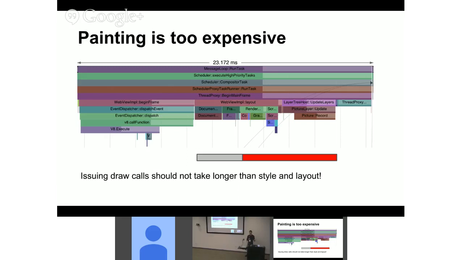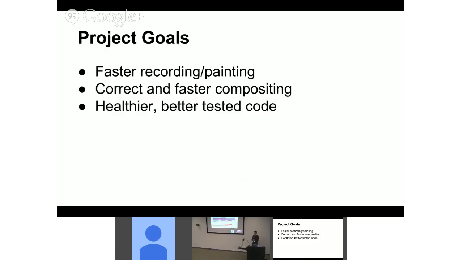If you want a better understanding, exactly how big these things are depends on how much you change on any frame, how big the damage rectangle is, how much stuff overlaps the damage, how much content gets changed. All of these things affect what these frames look like. Okay, so the project goals of Slimming Paint, three main goals. One is record and paint faster. Second is do compositing faster, and more importantly, do it correctly.